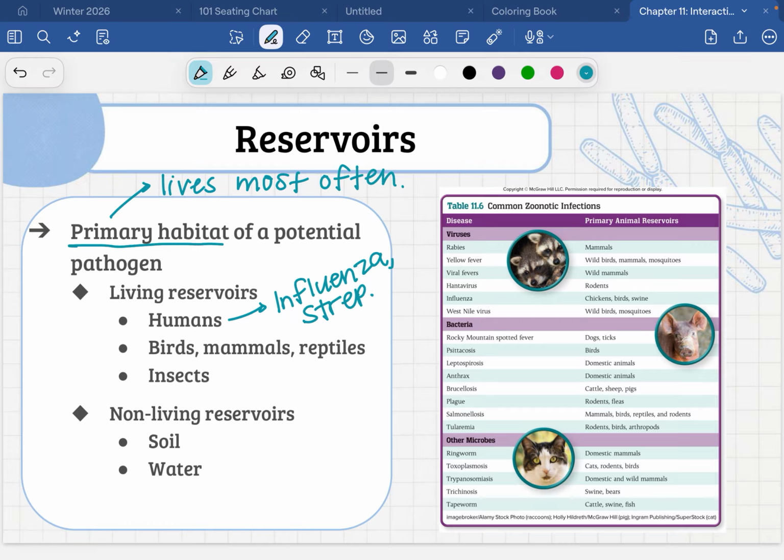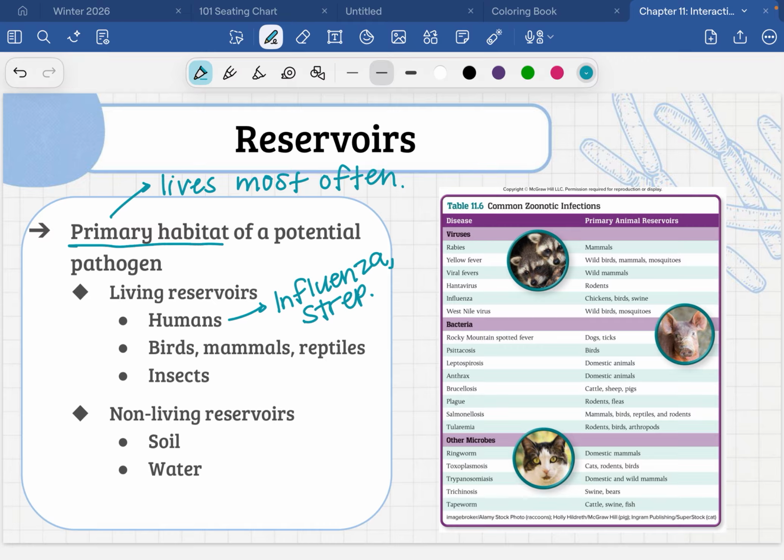Okay, and this has to go kind of along with endogenous and exogenous. It is possible for a reservoir to be a human, and you can get illnesses endogenously. You can get an illness from something that is already living inside your body. So it is possible for a human to be a reservoir. There are a lot of illnesses where the primary habitat of a potential pathogen is a human, and the way that we get these illnesses is by passing them from human to human.